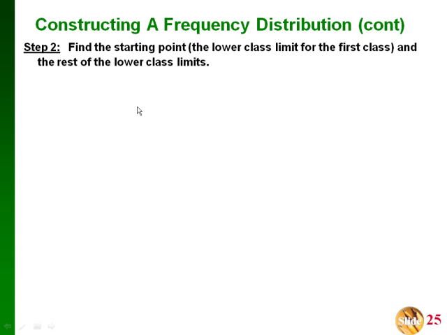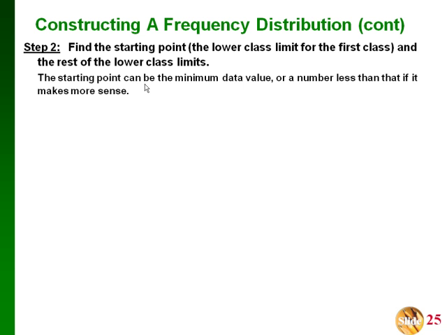Okay, so if we decide on our class width of 10, then the next thing we need to do is find a starting point for our frequency distribution. This will be our lower class limit for the first class. And then once we have that, we can get the rest of the lower class limits.